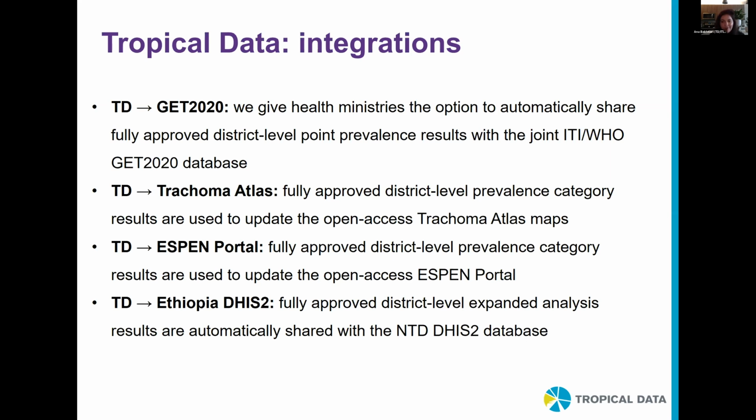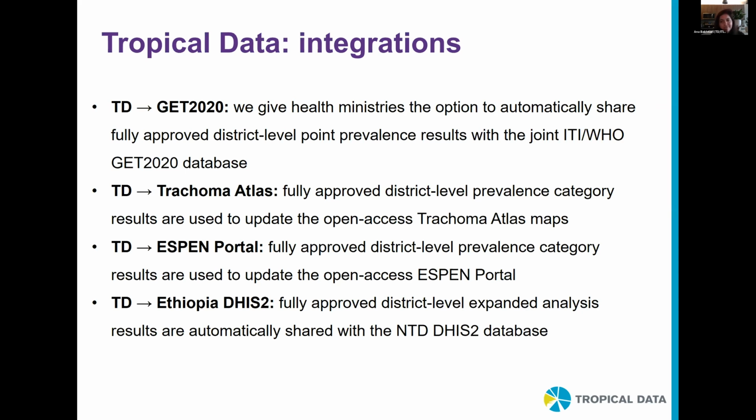We also ask health ministries to opt in to the use of district-level prevalence category data to update 2 open access resources that Jorge has already mentioned, the Trachoma Atlas and the ESPEN Portal. This integration ensures that both sources reflect the same data, which is really important.